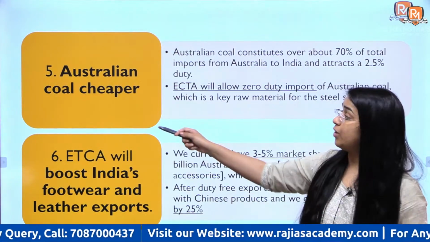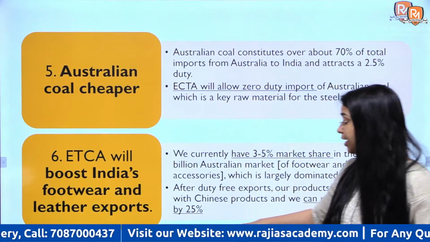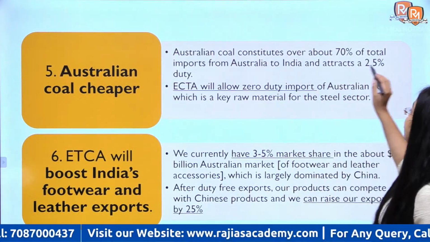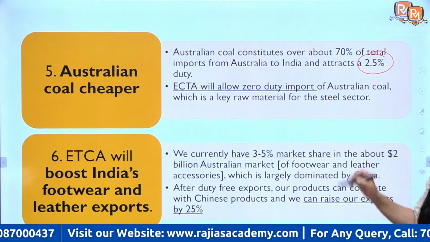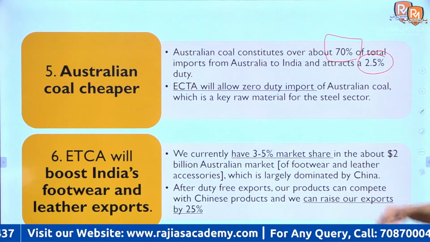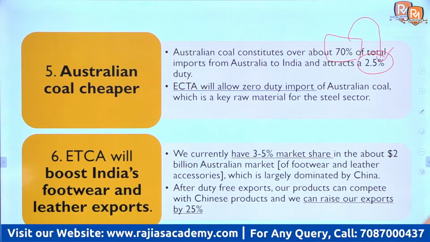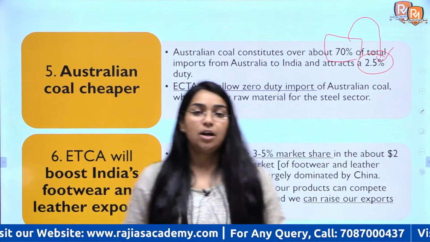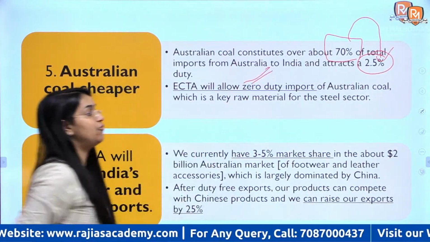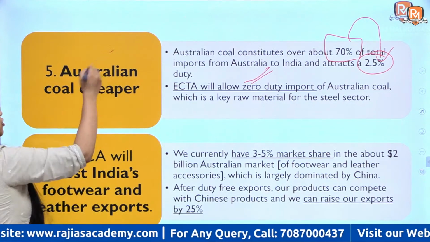So to get now, currently the coal we import from Australia sees a duty of 2.5%. 70% of India's coal imports are from Australia and they face a duty of 2.5%. Right, now after the ECTA they will be on zero duty. Again a very important point, must write it in your exams.